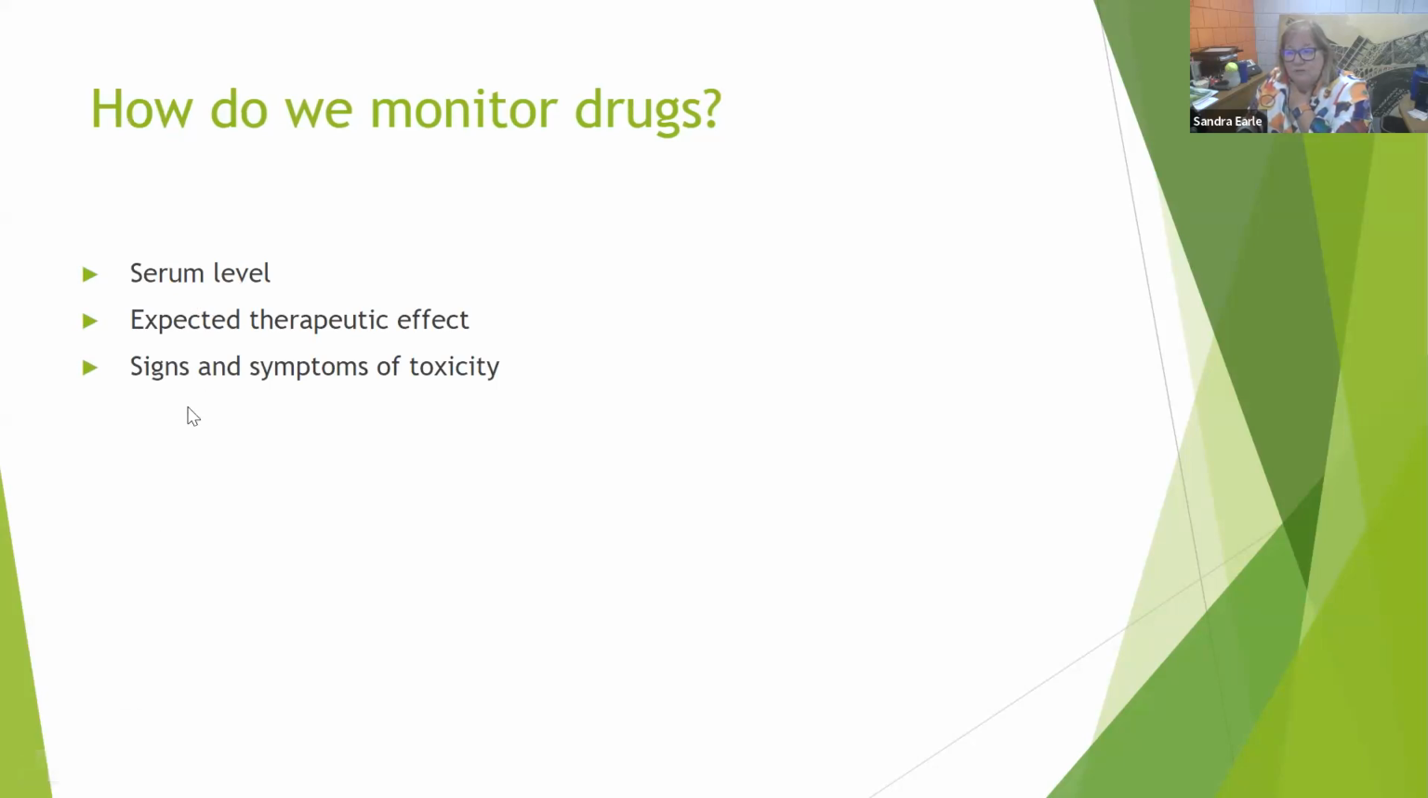So how do we monitor drugs? Of course, we measure expected therapeutic effect, as we talked about. We also will monitor for signs and symptoms of toxicity. We also sometimes will monitor a serum level or a blood level or some other fluid in the body to ensure that there's enough drug in that spot to have the expected effect.